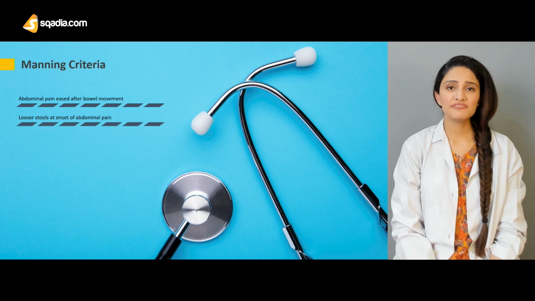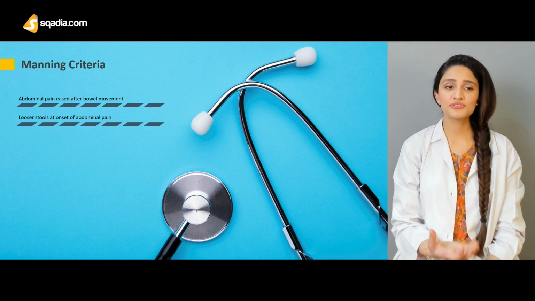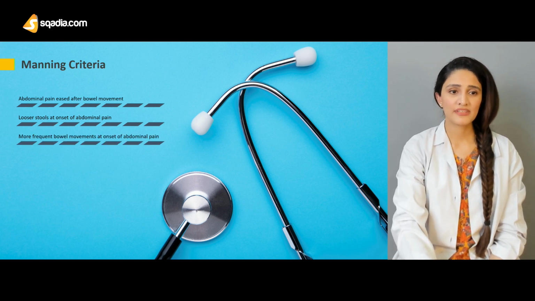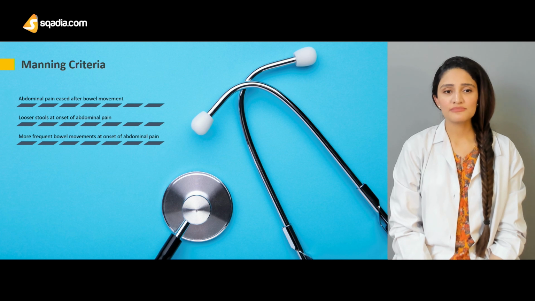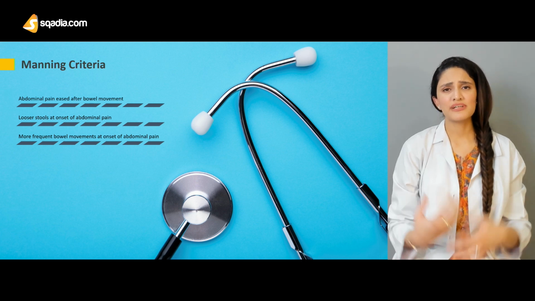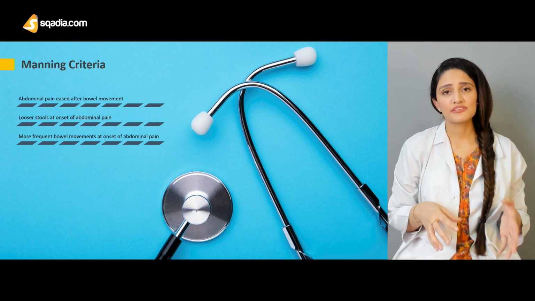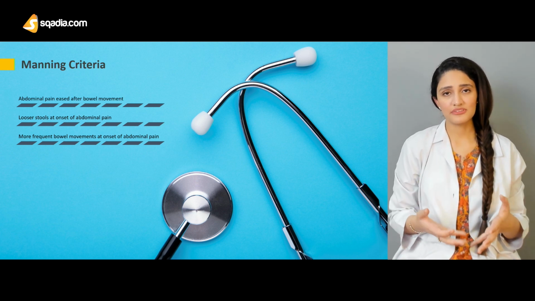And then we need to see if the patient has any looser stools at the onset of the abdominal pain, and more frequent bowel movements at the onset of abdominal pain, which is also one of the criteria along with the Rome criteria. So this is also listed over here.